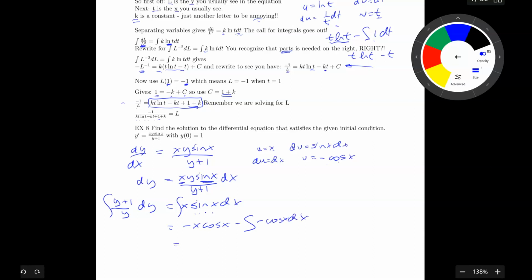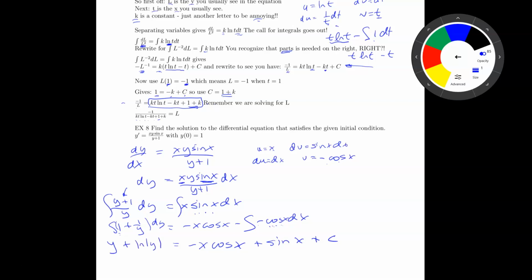I'll just finish off this right-hand side here. So the antiderivative of cosine is just positive sine, and then these two negatives make a positive, so I just get this. Okay. Now what am I going to do on this side? So I'm going to split it around the addition in the numerator. So I get y over y, which is 1, plus 1 over y. Okay, so I'm going to integrate 1 and get y, integrate 1 over y and get ln y.